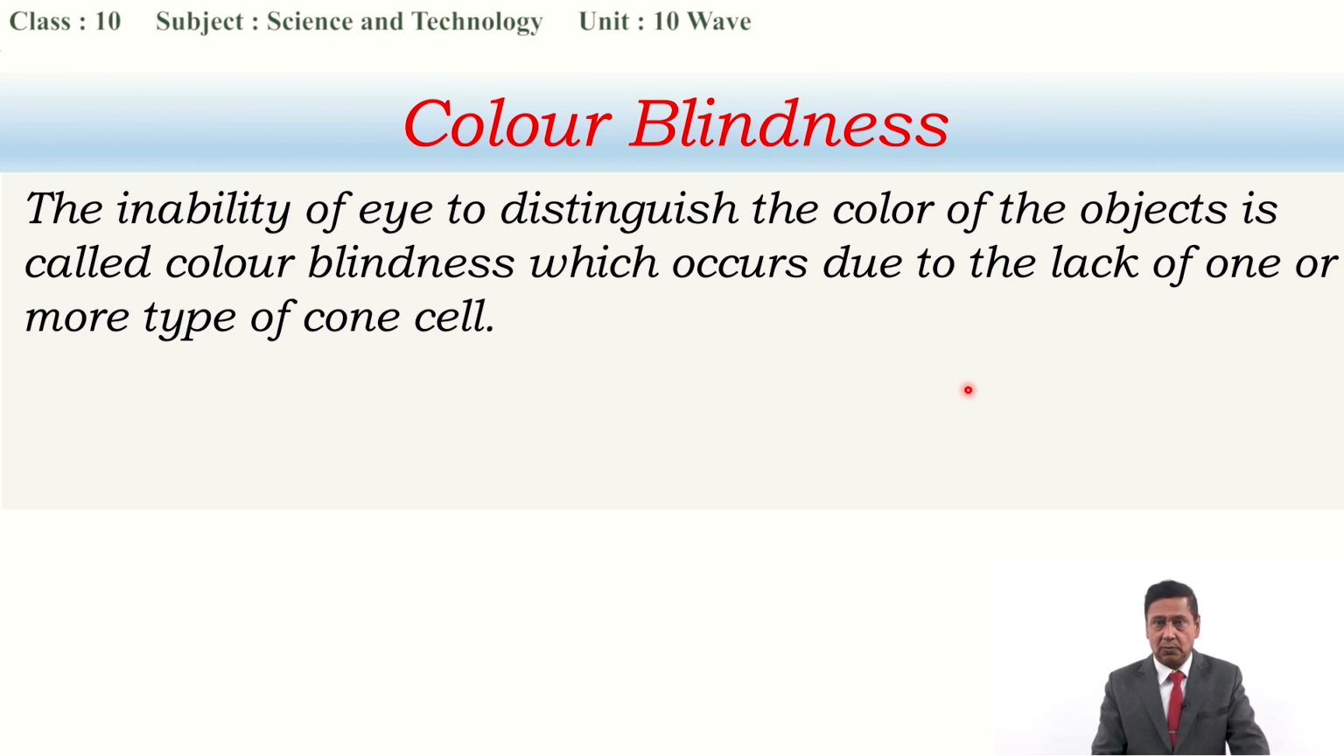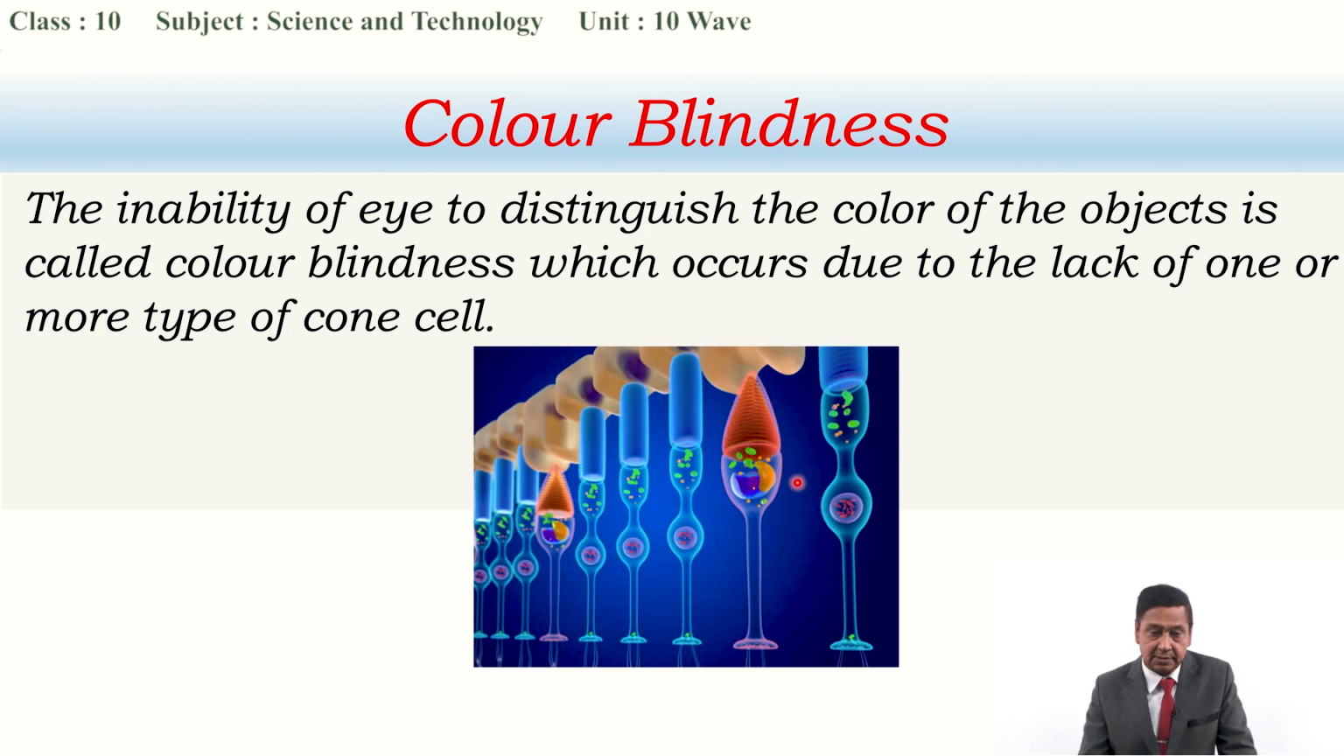Do you remember what a cone cell is? I told this in the previous class also. These are cone cells. Look at this concept. This is a cone cell, this is a cone cell, and these are not cone cells, these are rod cells. This is a cone cell, a receptor cell, which is present in the retina of our eye. Rod cells and cone cells are present in the retina of the eye.